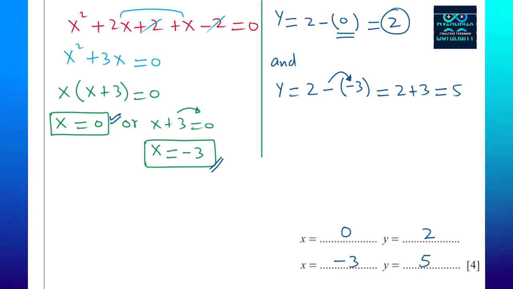This was easier than question number 1 and 2. Because of this reason, it was for 4 marks in the external exam. Okay. Hopefully, guys, you understand. Do the practice.